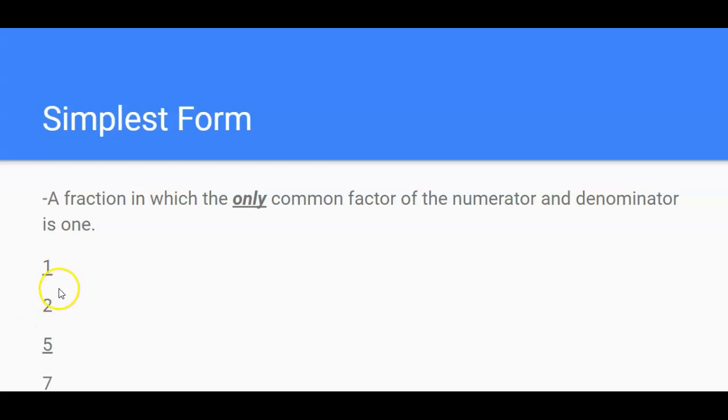So if you have a unit fraction like 1/2, 1/10, 1/80th, those are all going to be simplest form because you cannot reduce them anymore. 5/7 is also in simplest form because the factors of 5 are 1 and 5, and the factors of 7 are 1 and 7. Well, the only common factor that 5 and 7 have is 1. And so since I cannot divide them anymore, that would be considered simplest form.